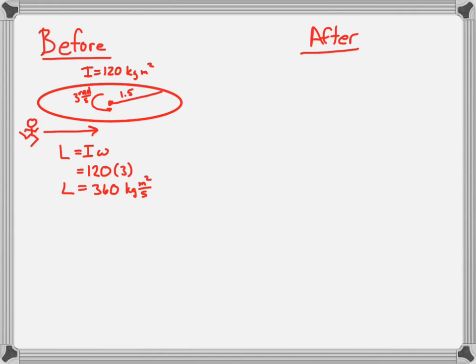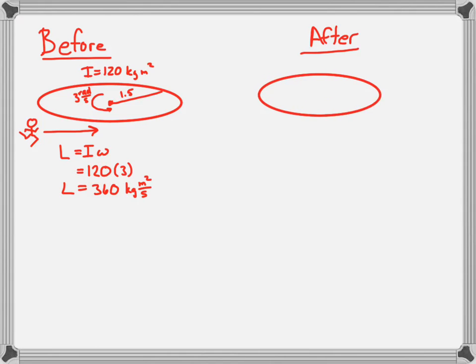Now it doesn't say that the child is pushing on the merry-go-round before they hop on. So the child's not exerting any external torque on our system here. What the child is doing is trying to run to catch up with it, and then the child hops on.